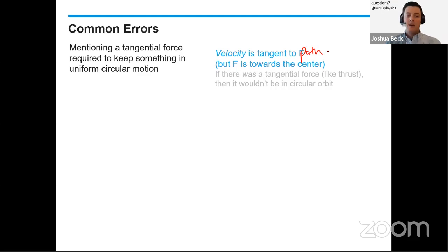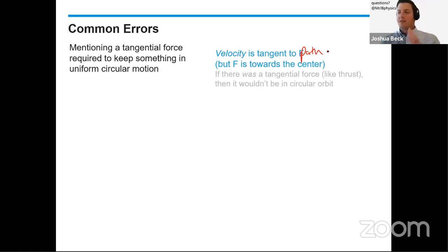A very common misunderstanding is students believe that if an object is moving, then there has to be a force in that direction, and that's just simply not the case. Something can be moving with a constant speed, and there's no force in that direction. And during uniform circular motion, that's exactly what's happening. We have a velocity that's tangent to that path, but the force is towards the center.